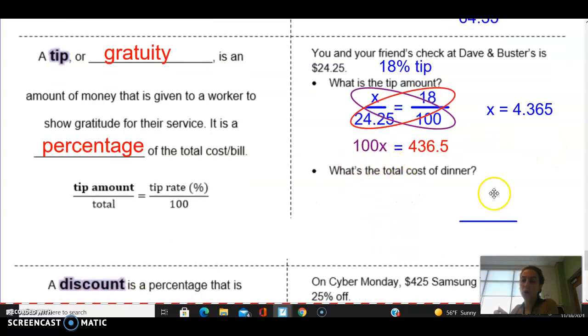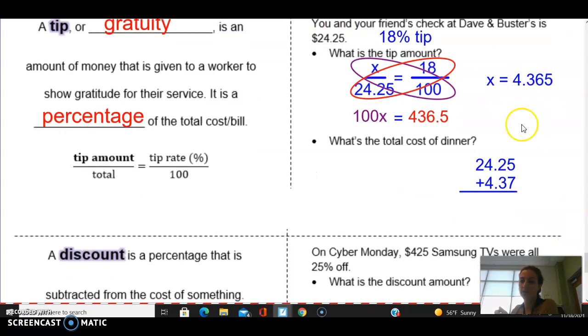If we were finding the total cost of dinner, we would have the total bill and the tip amount. We would add those together. Again, I rounded x to 4.37 because 6 is a neighbor. We think 5 or higher, we'd have to round this number up. The total for dinner would be $28.62.